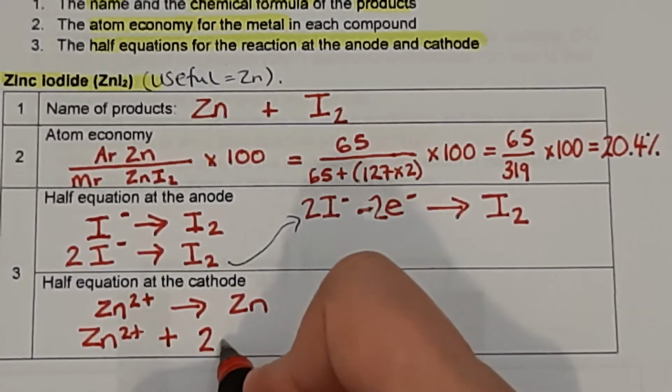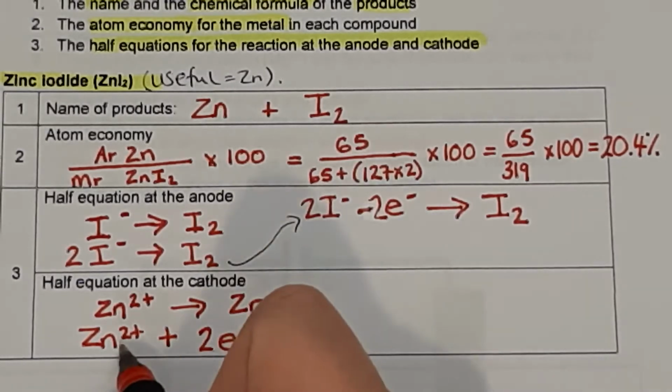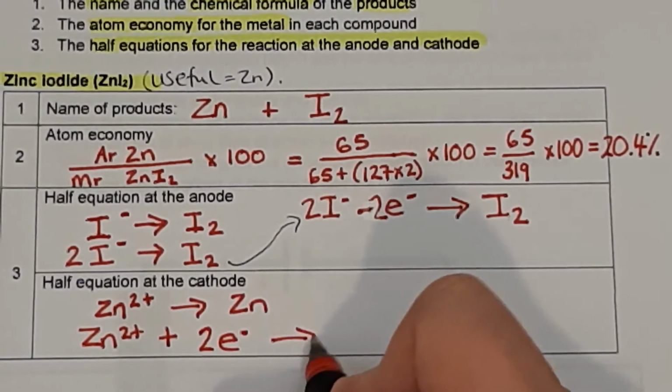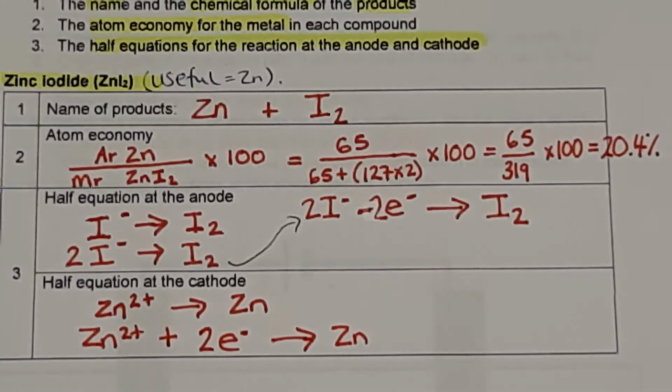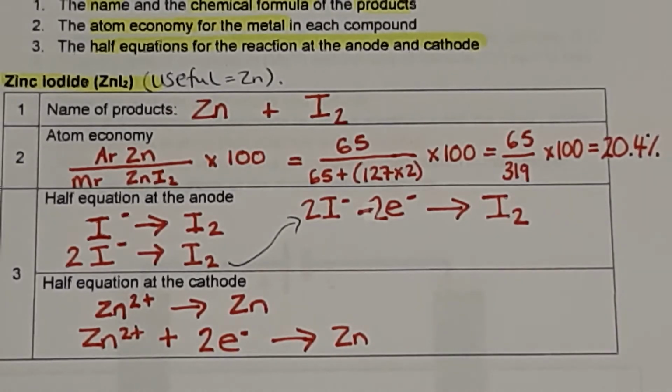I'm going to have to add 2 electrons because it's 2 plus the charge on it, and that will turn into neutral zinc. Okay. So make sure you've got all that information down and that you understand exactly what's working and what happens at each section, at the anode and the cathode, for example.